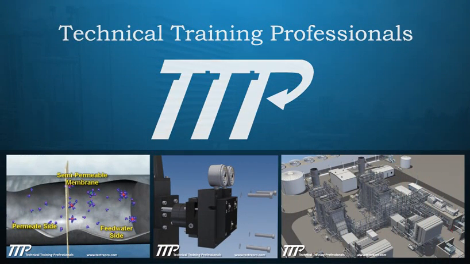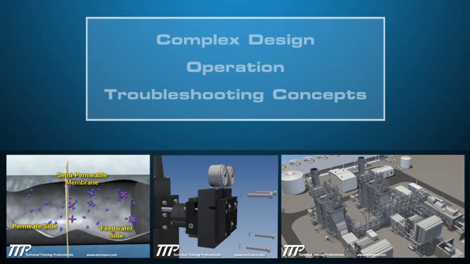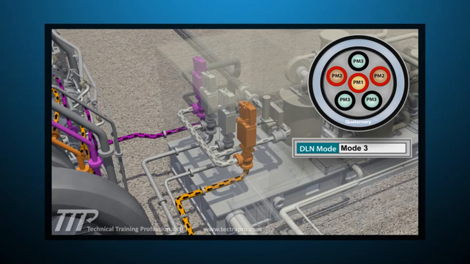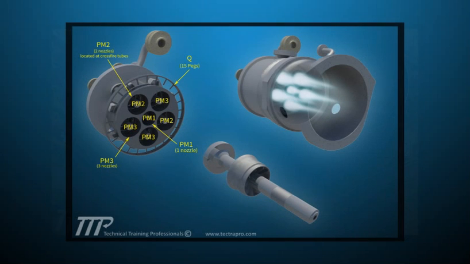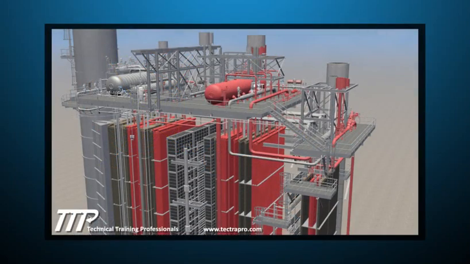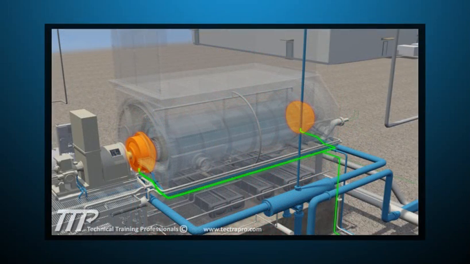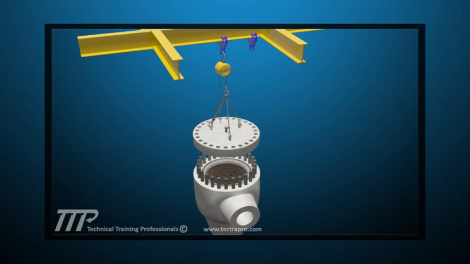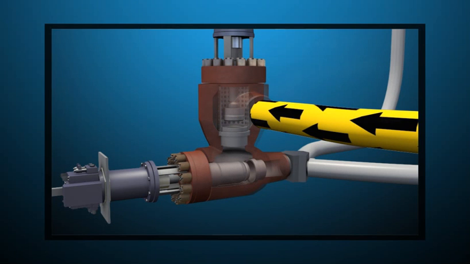Our detailed 3D animation courses allow trainees to quickly understand complex design, operation, and troubleshooting concepts. Our realistic computer-generated content, mixed with control screens and site photos, allows the viewer to not have to imagine but clearly see the internal workings of combustion turbines, boilers, and generators. Our content also allows users to clearly view assembly, disassembly, and troubleshooting of components such as actuators, large combined stop and control valves, and many other industrial components.